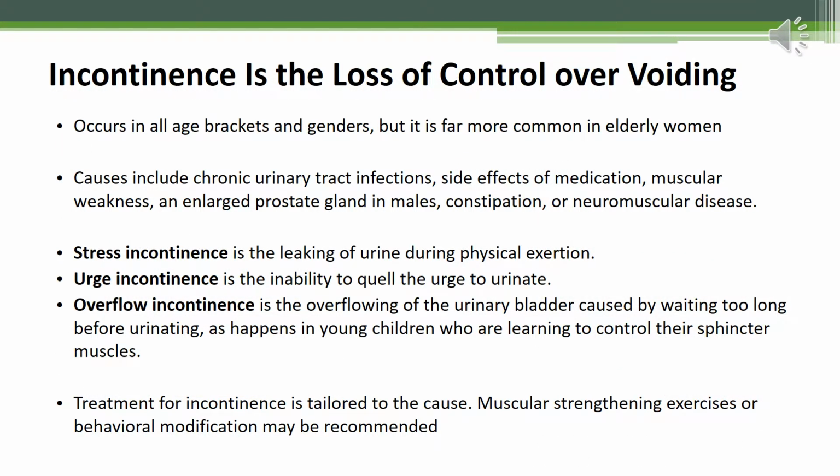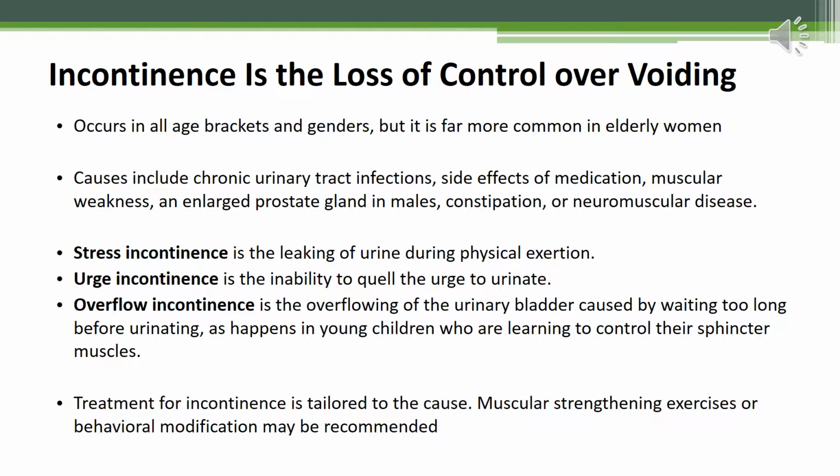Incontinence is a condition in which an individual has lost control over urination, and it can occur in all age brackets and genders, but it is much more common in the elderly, especially elderly women. The causes of incontinence include chronic urinary tract infections. Incontinence can be a side effect of medication. It can be due to muscular weakness, an enlarged prostate gland in males, constipation, and I would say it would have to be a fairly severe case of constipation, or neuromuscular disease.